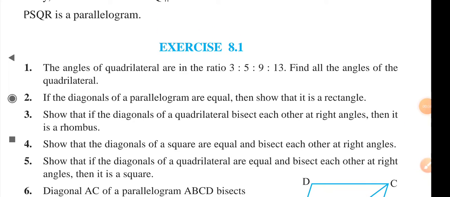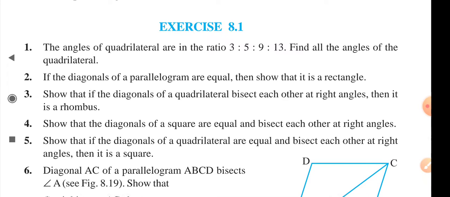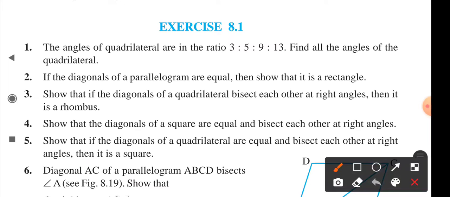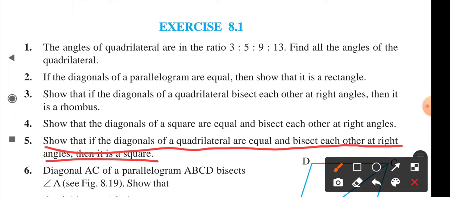Today I, Lakshmi Negi, am again with you to explain the questions from question number 5 onward of Exercise 8.1, chapter Quadrilaterals. So first I am going to read question number 5. Show that if the diagonals of a quadrilateral are equal and bisect each other at right angle, then it is a square.